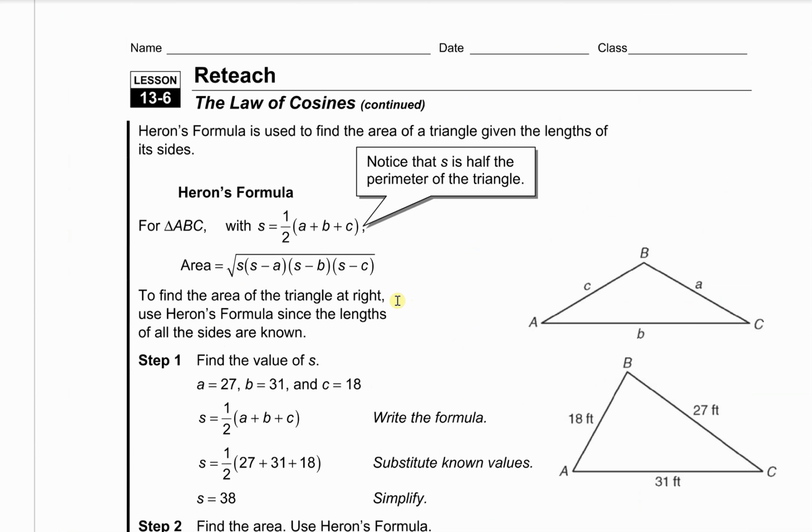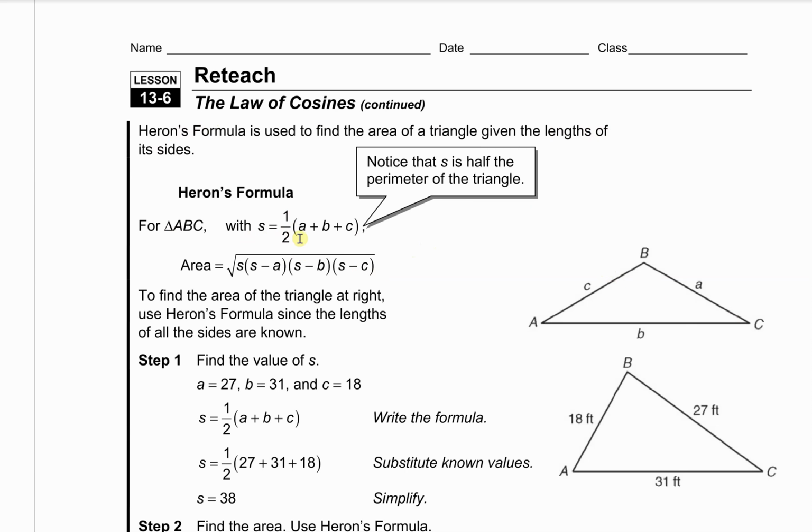There's another thing that's interesting. It's called Heron's formula. You can use Heron's formula to find the area of a triangle if you have all three sides. It's kind of derived from the law of cosines. Basically, if you have all the sides of a triangle, you don't need to find the height and the base to find the area.